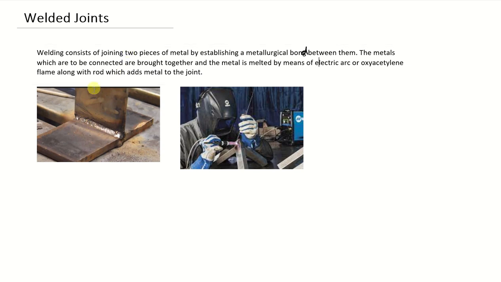In this video, let us see the welded joints and design of steel structures, the efficiency of welded joints, design strength of the joint. Welded connections are permanent. This is all about joining two pieces of metal by establishing a metallurgical bond between them. Two metals which are to be connected are brought together and a metal is melted by means of electric arc or oxyacetylene flame along with the rod which adds the metal to the joint that gives a permanent connection.